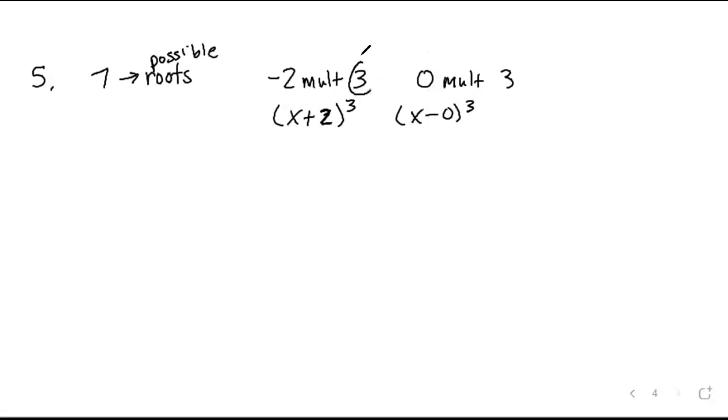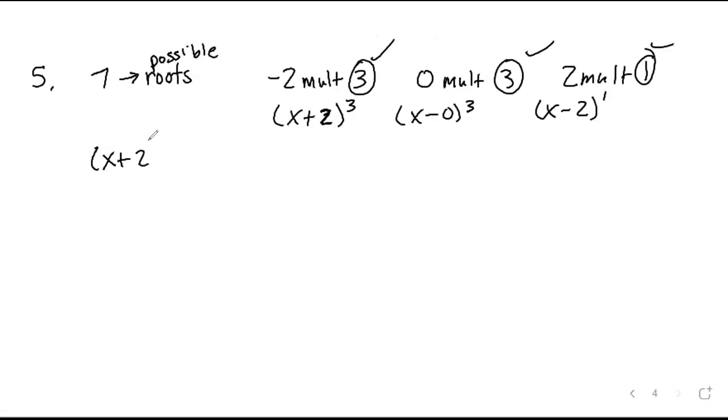So far I've taken care of 3 roots and 3 more roots. That's 6. How many am I supposed to get to? 7. And 2 is a root with a multiplicity of 1. So there's my 3, and 3 is 6, plus 1 more is 7. So x minus 2 with a multiplicity of 1. And they actually want me to multiply this out.